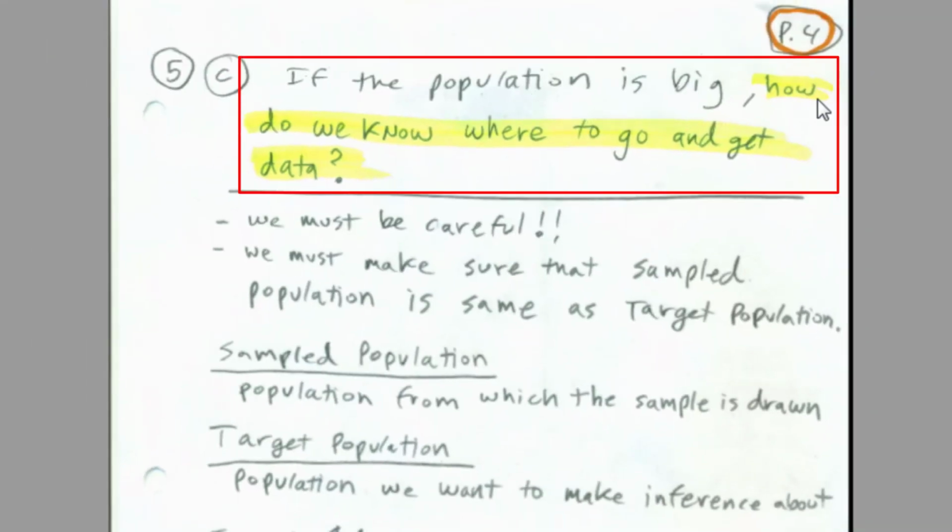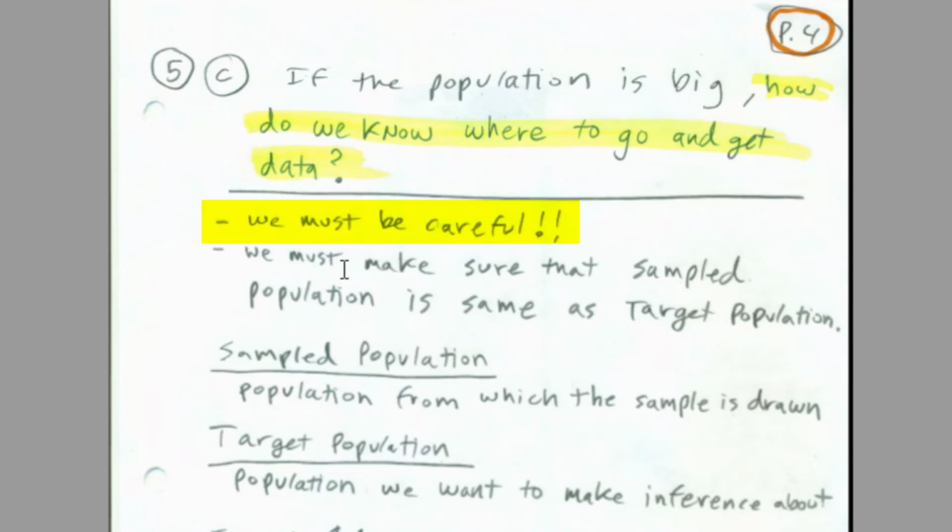Hey, next question about sampling. If the population is so big, how do we know where to go and get the data? Well, the first thing is we have to be careful. And the big thing we have to be careful of, we must make sure that the sampled population is the same as the target population. Now, the sampled population is just the population from which the sample is drawn. And the target population is the one we're trying to actually get at, the population we want to make the inference about.